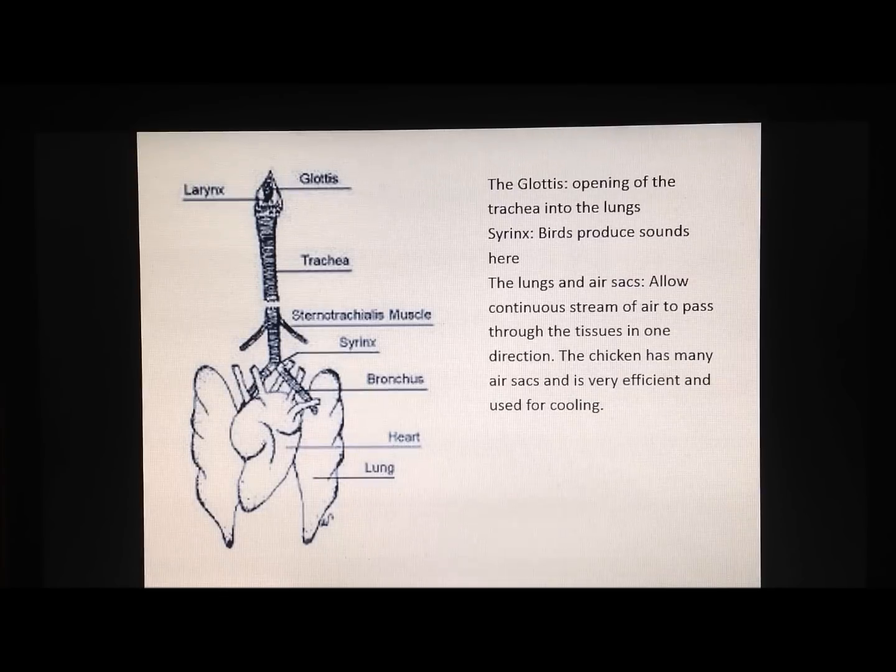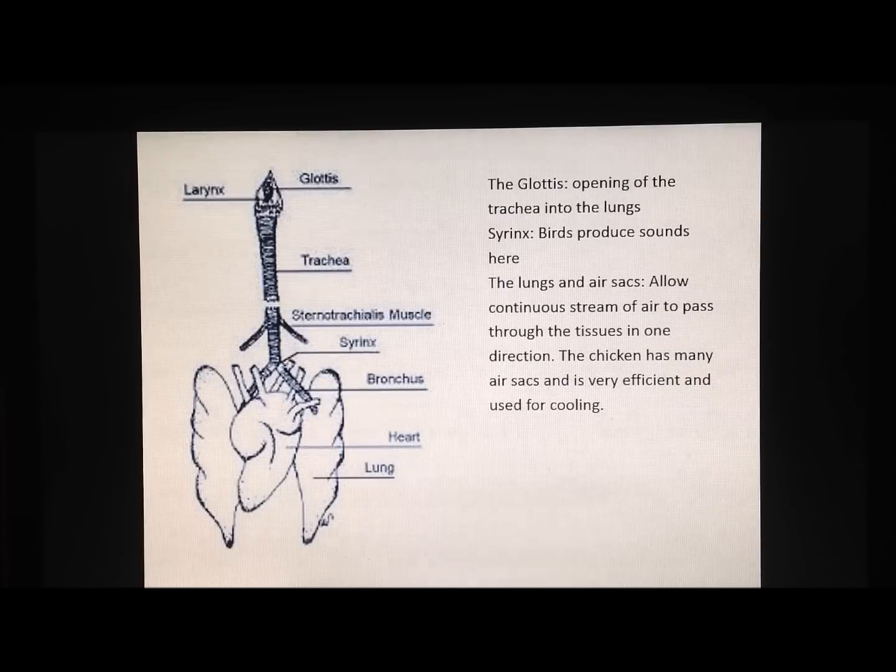I will be talking about the respiratory system of the chicken now. It begins with the glottis, which is the opening of the trachea into the lungs. It leads into the syrinx, where birds produce sound, and then it will lead to the lungs and the air sacs. The lungs and the air sacs allow continuous streams of air to pass through the tissues.